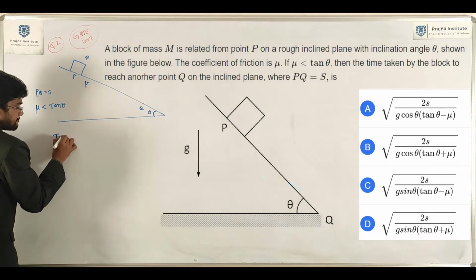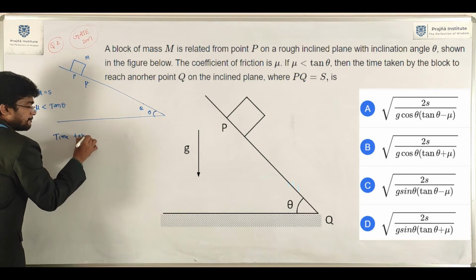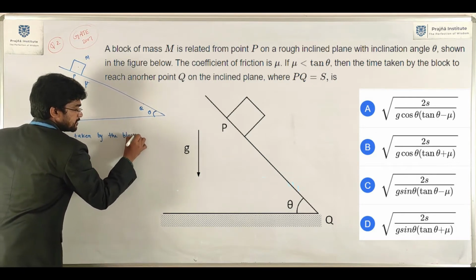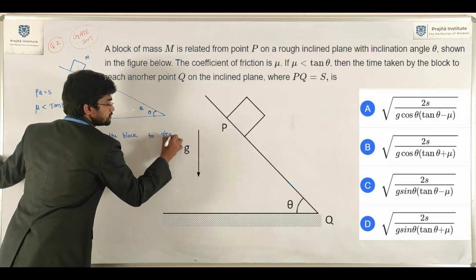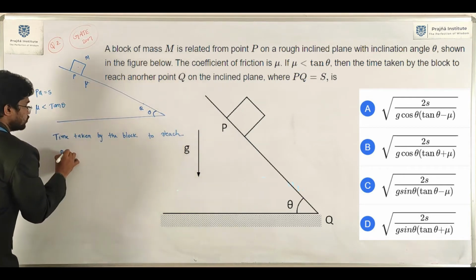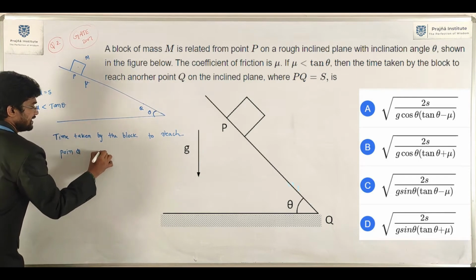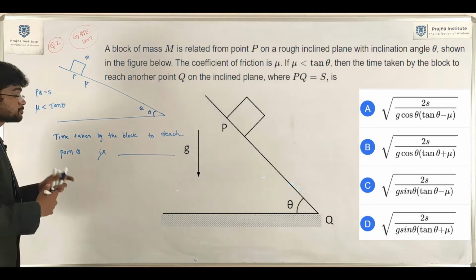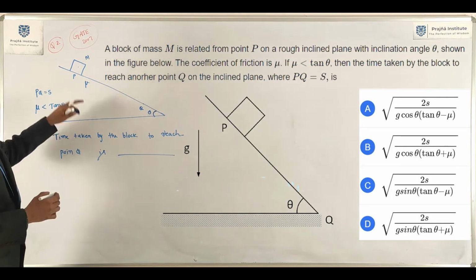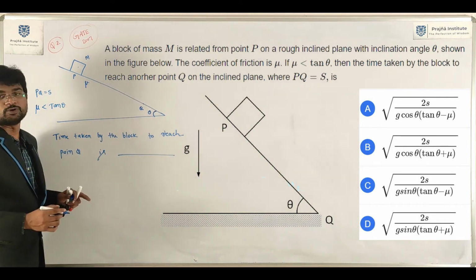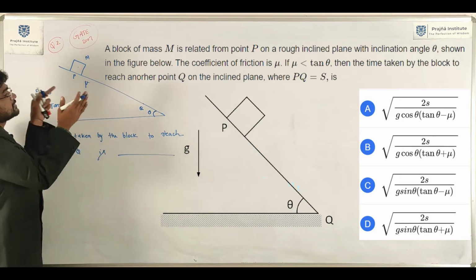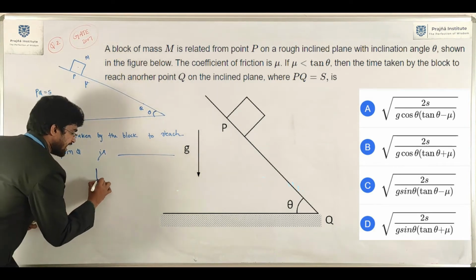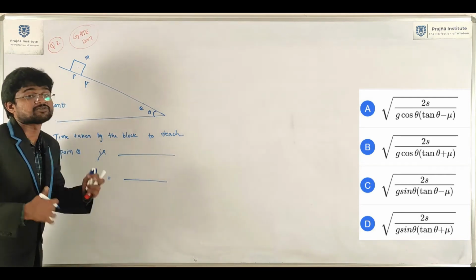Time taken by the block to reach point Q is dash. They gave options A, B, C. We need to derive an expression for the time taken by the block to travel from P to point Q. What is the distance traveled by the block? It is nothing but S. We need to calculate the time expression.